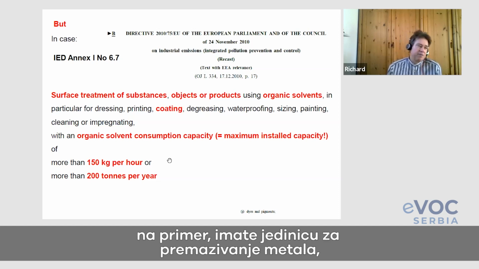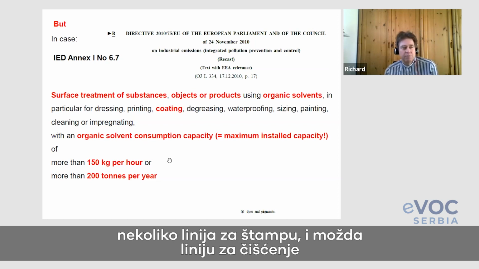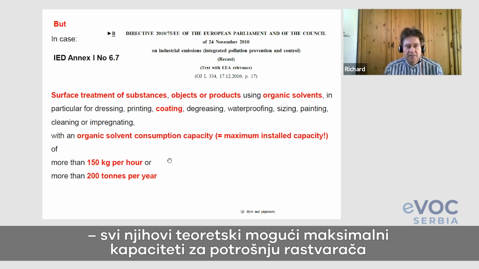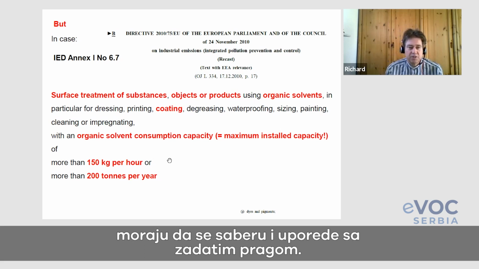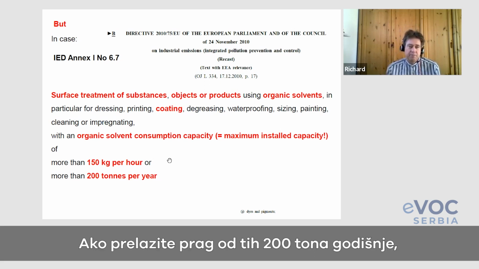So for example, if you have a metal coating unit and you have several printing units, and maybe you have units where you clean your products, all of those consumption capacities, that means what is theoretically possible as a solvent consumption, you must add and compare with the given thresholds. If you exceed, but you see 200 tons per year, that is really high.